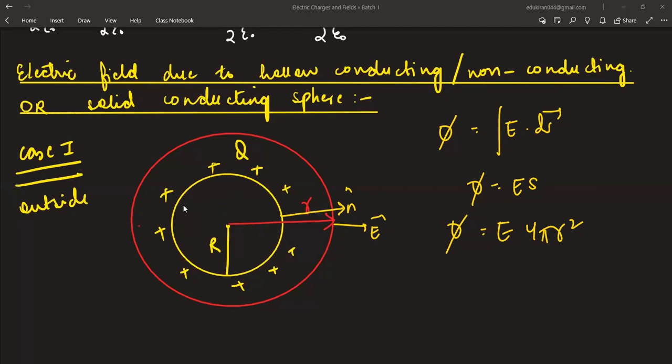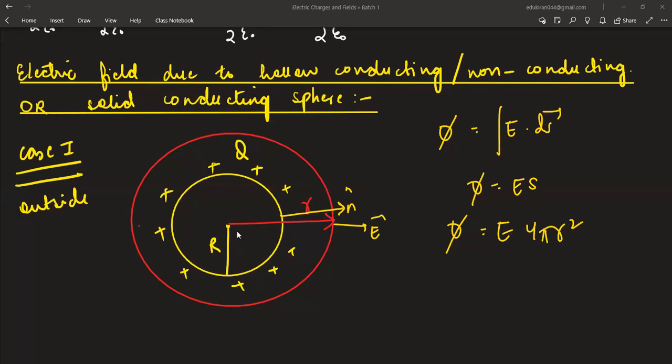Now see, we'll take three cases. If we choose a point outside, so our Gaussian sphere would be a bigger sphere, right? So flux, which is E·S, would be E into 4 pi r square. Now what is this r? r is the radius of the Gaussian surface. Fine, E into 4 pi r square.